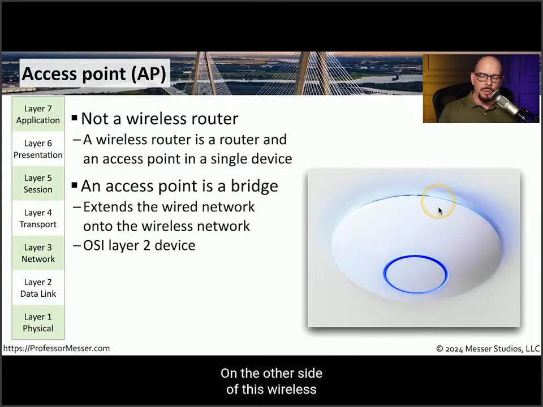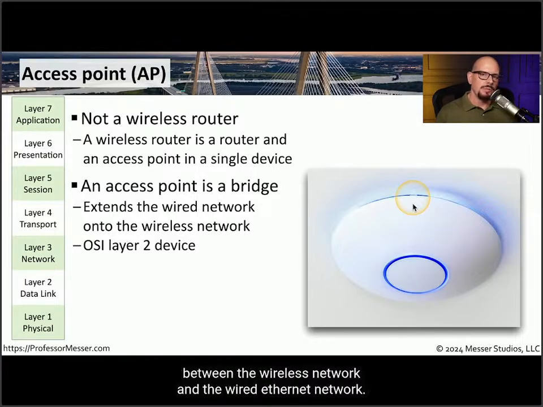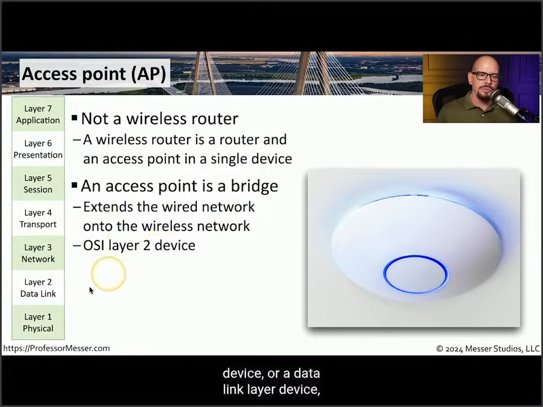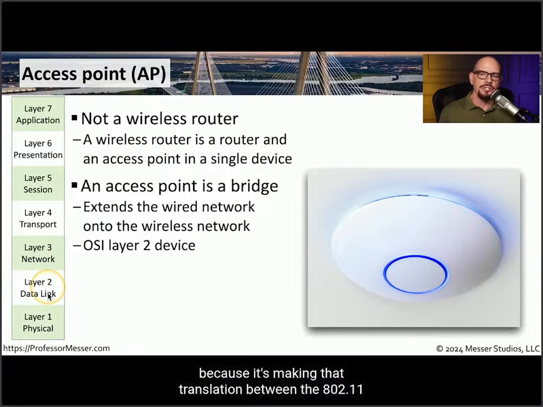On the other side of this wireless access point is very commonly an Ethernet connection. So this is bridging communication between the wireless network and the wired Ethernet network. That's why we refer to access points as an OSI Layer 2 device, or a data link layer device, because it's making that translation between the 802.11 wireless network and the 802.3 Ethernet network.